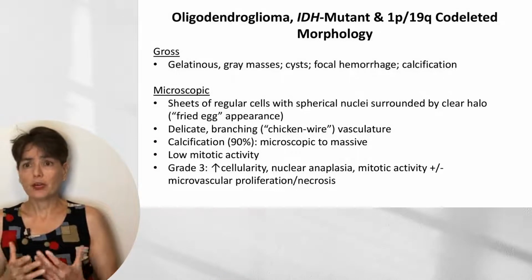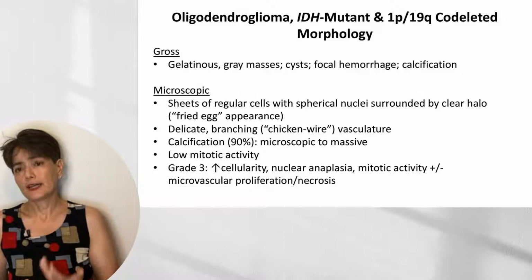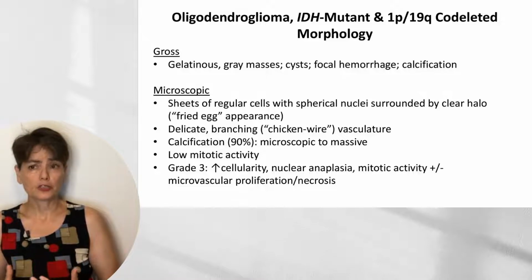So what do we see grossly? These are gelatinous gray masses that may have cyst formation, areas of focal hemorrhage, and calcification. Now this calcification may be apparent grossly or through radiologic imaging. I'll show you a picture of that in a moment. Or it may be microscopic calcification.